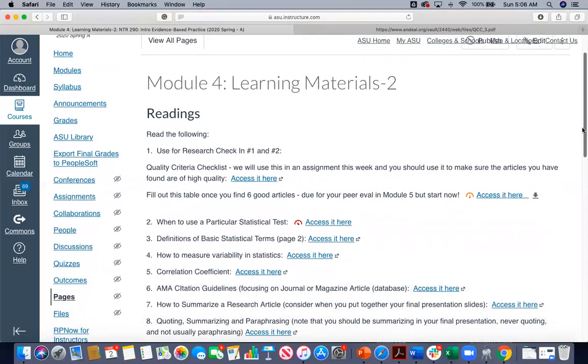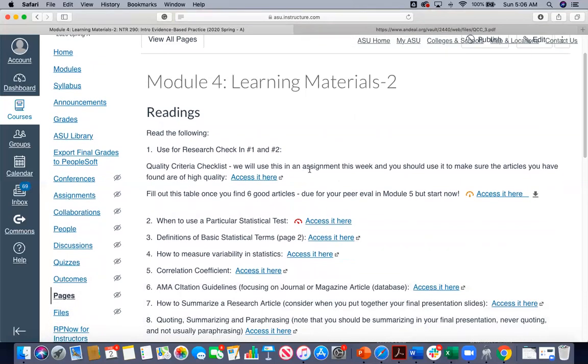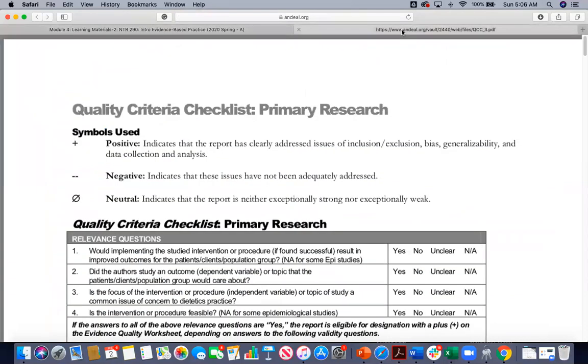All right, so all your normal learning materials, I would like to focus on this quality criteria checklist. So for your research check-in number 1 and upcoming number 2, you're going to use this checklist to determine if the research articles that you found so far are good articles. We don't just want to land on the first article that we come to, assume that it's good, and then start finding more articles, because not all research is created equal.